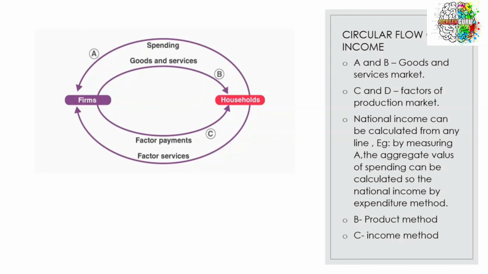So now you must be wondering, what is the relevance of this? This circular flow of income can be used to calculate the national income of the country. How is that so? Because all the lines mean only one thing. It doesn't matter which dotted line you are taking for calculating the national income. Ultimately, if you sum up the cost or the value of all the things happening in a single dotted line, you can find the national income of the country.